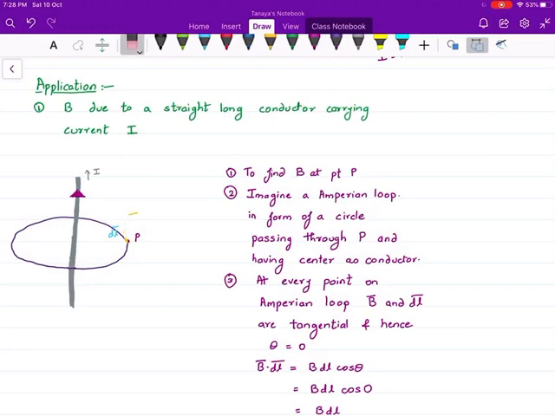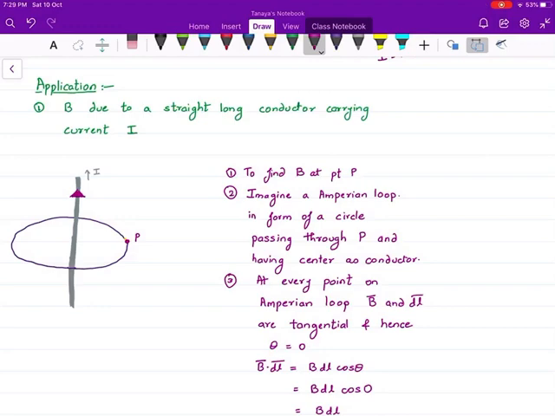Okay, so now how to find the magnetic field due to this? Suppose we have to find the magnetic field due to this current carrying conductor at point P. This is our point P. I want to find B, that is the magnetic field at point P. So what is our first step? We imagine an Amperian loop. So here we are going to consider it in the form of a circle.